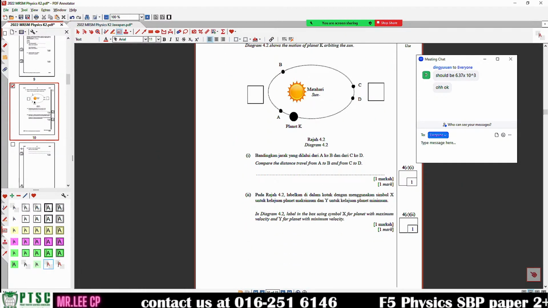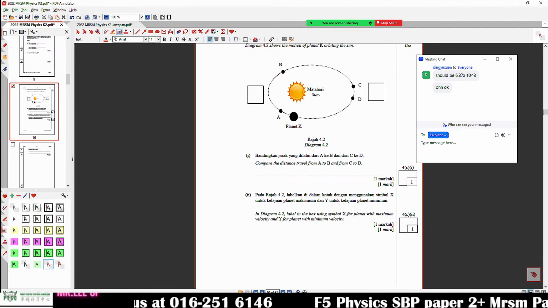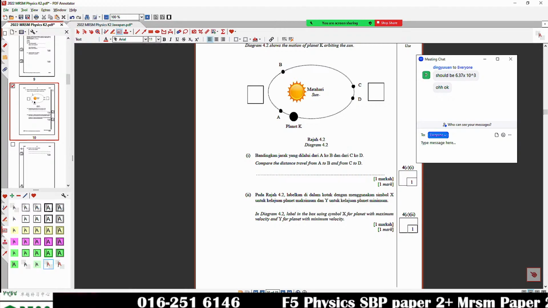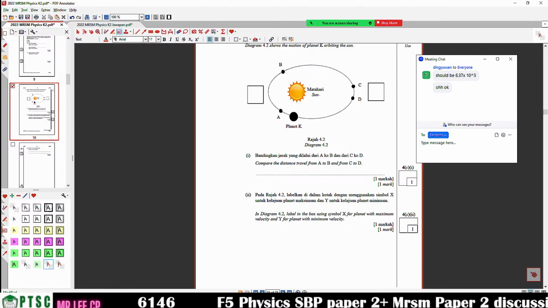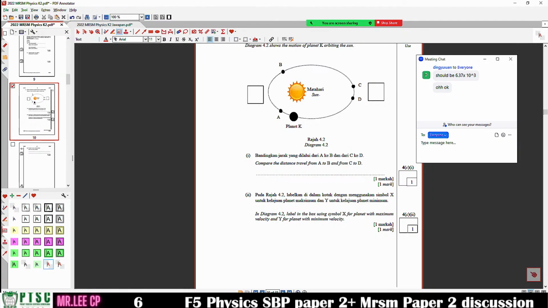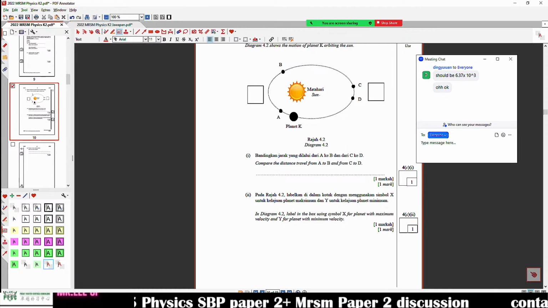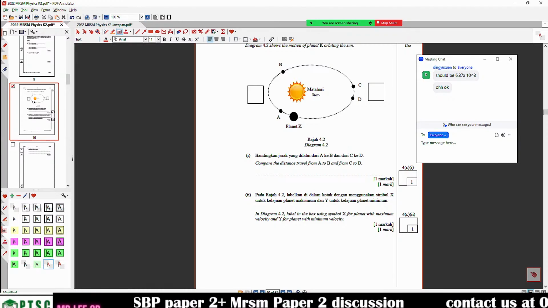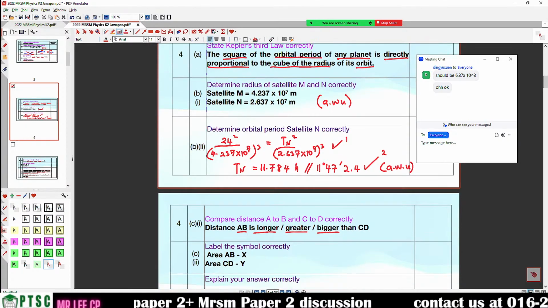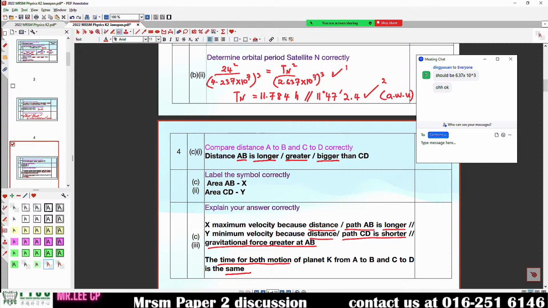Okay. Now, in the diagram 4.2, label in the box using X for the planet with maximum velocity, and Y for minimum velocity. X is maximum velocity. Maximum velocity means fast, right? When it is nearer, then it is fast. So here it is X, CD side here it is Y. So you label area AB as X, CD as Y.